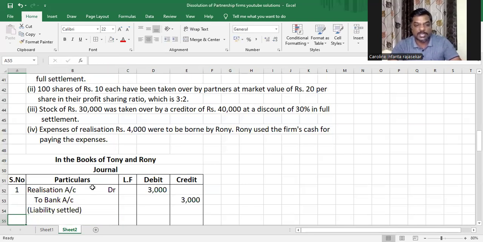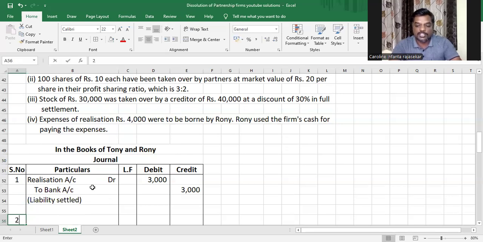100 shares of rupees 10 each have been taken over by partners at market value of 20 per share in their profit sharing ratio. Though it looks like a very, very difficult problem, a lot of complications, too many numbers there and all, it is actually a very simple thing, my dear children. You just have to understand the gist of the statement. What is actually happening here? The partners have taken over the investment in their profit sharing ratio. That's all. So partner has taken over an asset. When a partner takes over the asset, whenever the asset goes out, realization account will be credited. Am I right? And the partners are the ones who are taking over the asset. So they will not pay money. They will tell you to set it off against my capital dues.